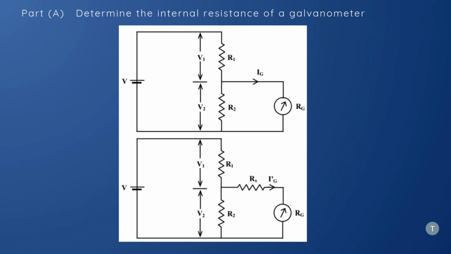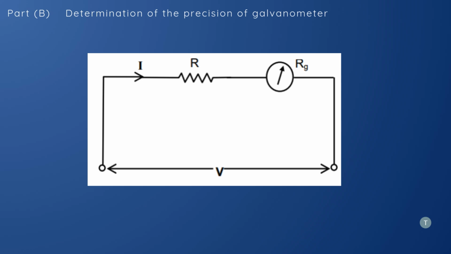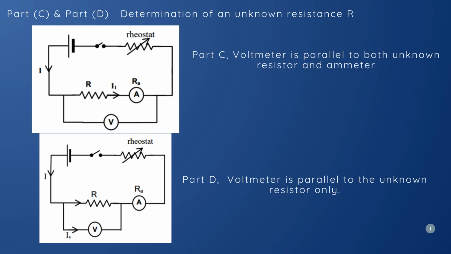Part A of this experiment is to determine the internal resistance of a galvanometer. Part B, determination of the precision of galvanometer. Part C and Part D is determination of an unknown resistor R. In Part C, the voltmeter is parallel to both unknown resistor and ammeter. In Part D, the voltmeter is parallel to the unknown resistor only.